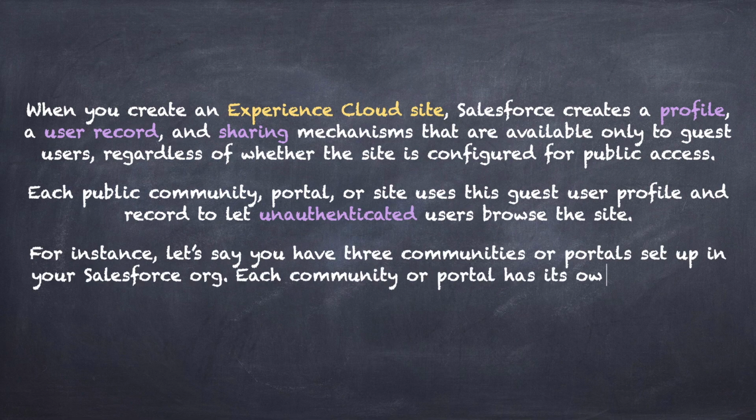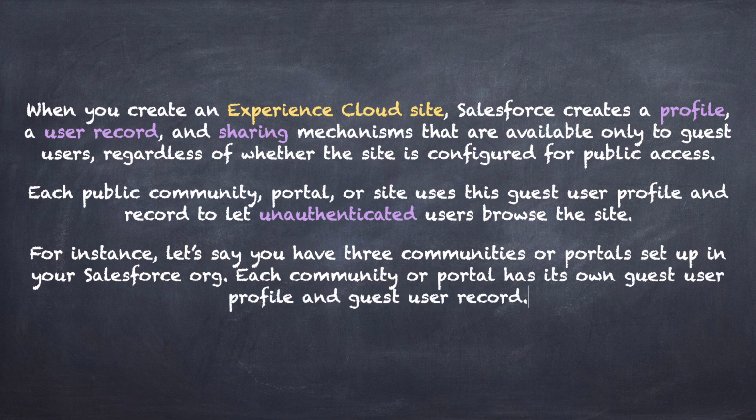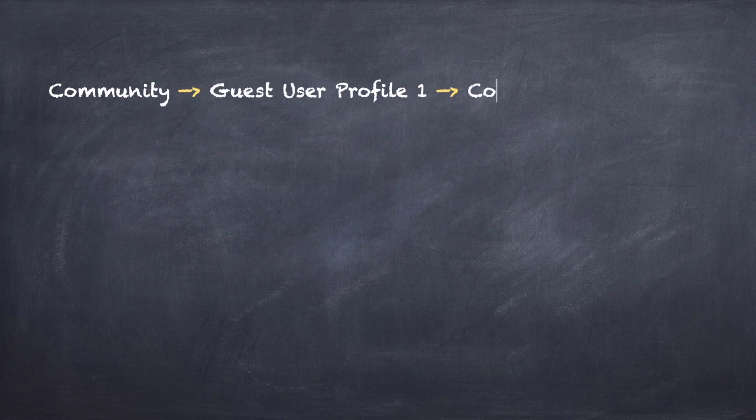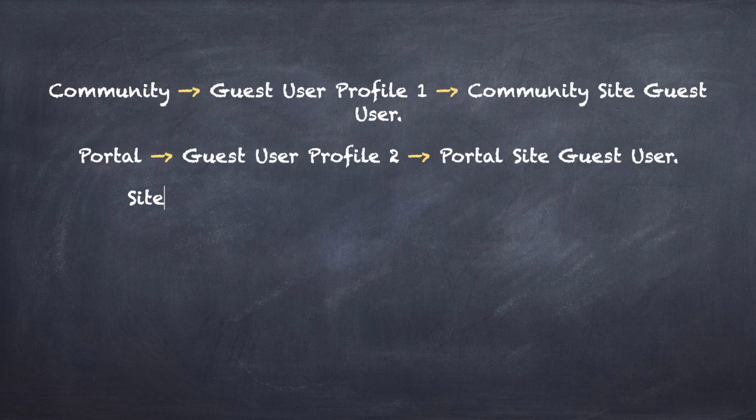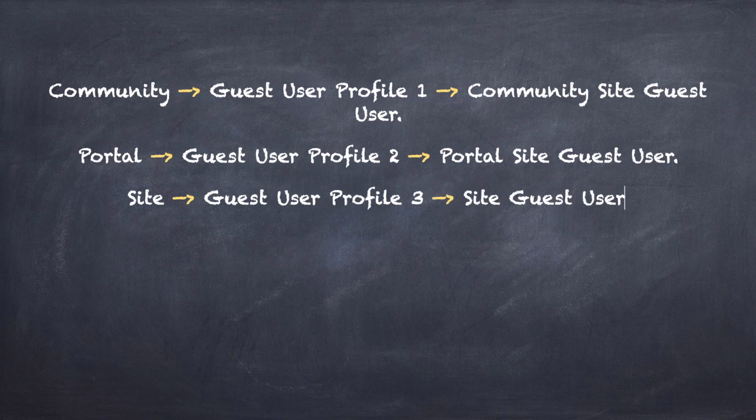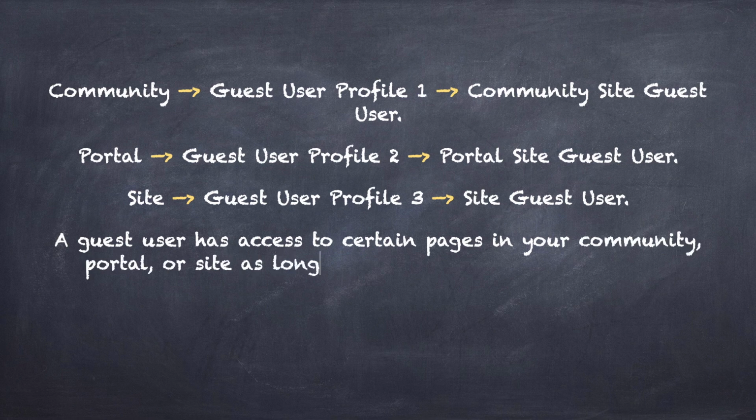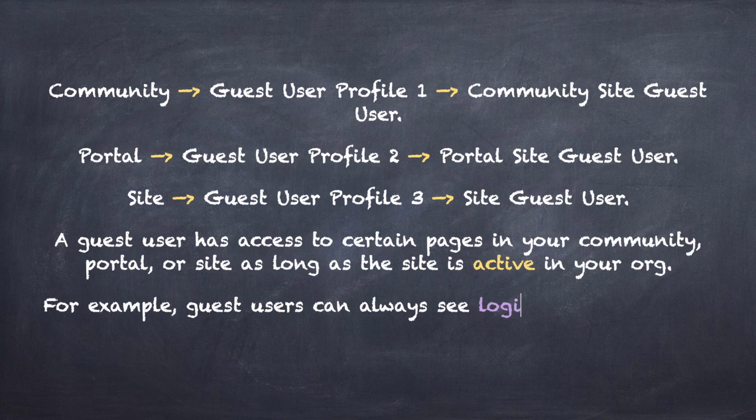For instance, let's say you have 3 communities set up. The records that would be automatically created are community guest user profile 1, guest user, portal guest user profile 2, portal site guest user, site guest user profile 3, and site guest user. A guest user has access to certain pages in your community, site, or portal as long as the site is active in your org.